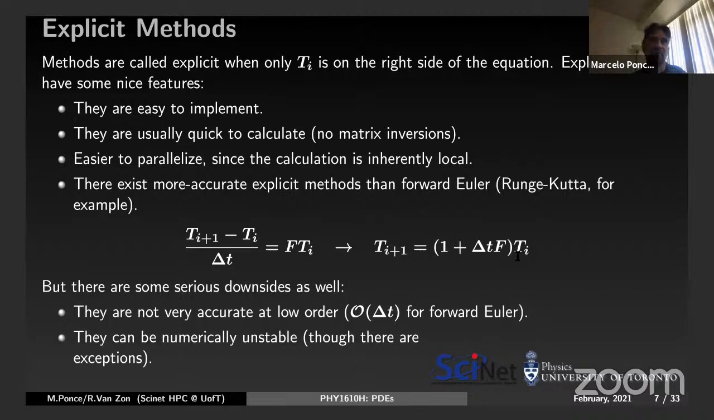But there are also some downsides, as we saw in the ODEs. They are not very accurate at low orders. So the order here in forward Euler is of the order delta t. If we want to have something more accurate, we will need a higher order expansion of the derivative, and that will make things a little bit more complicated. And also something that we saw, I hope you guys remember from our ODE lectures, is that they can be numerically unstable. There are some exceptions, but in general, they can lead to numerical instabilities, okay? So this is a little bit about explicit methods.